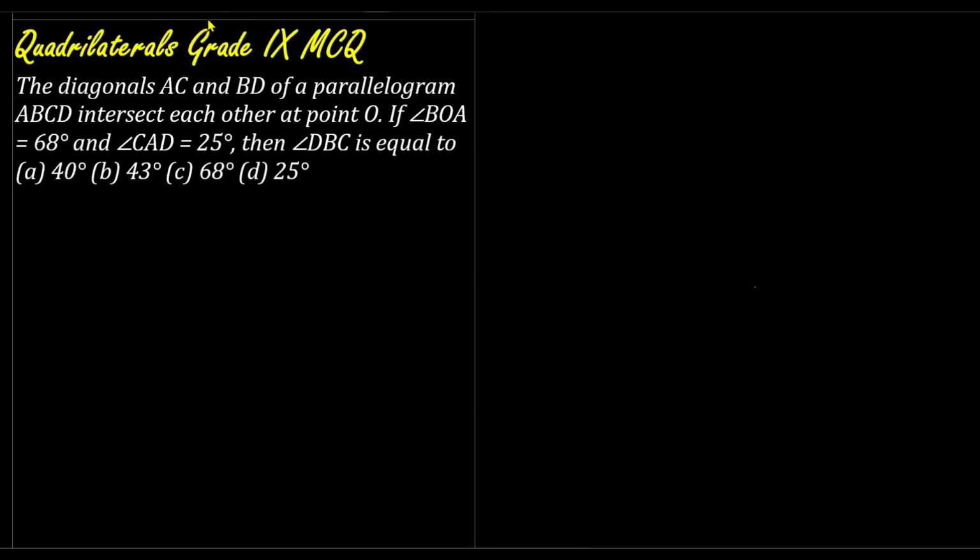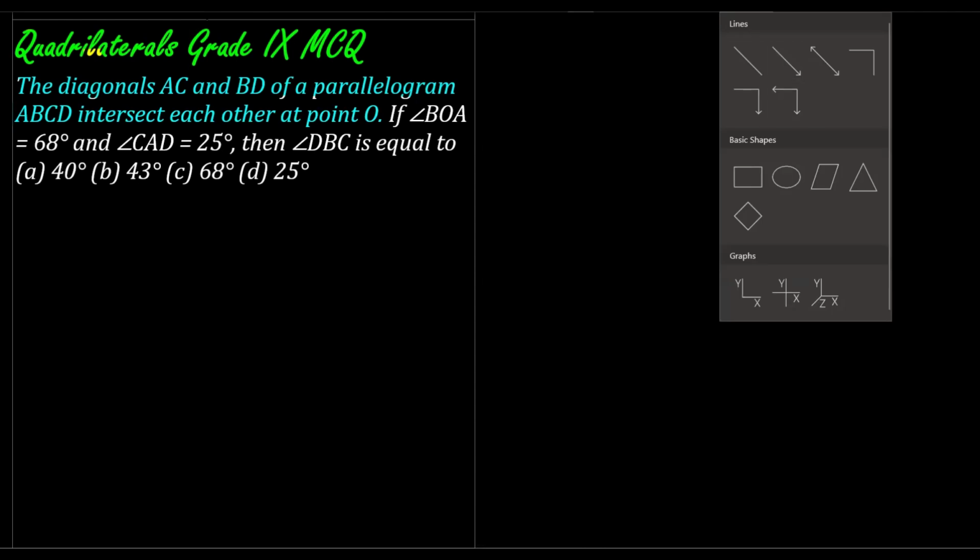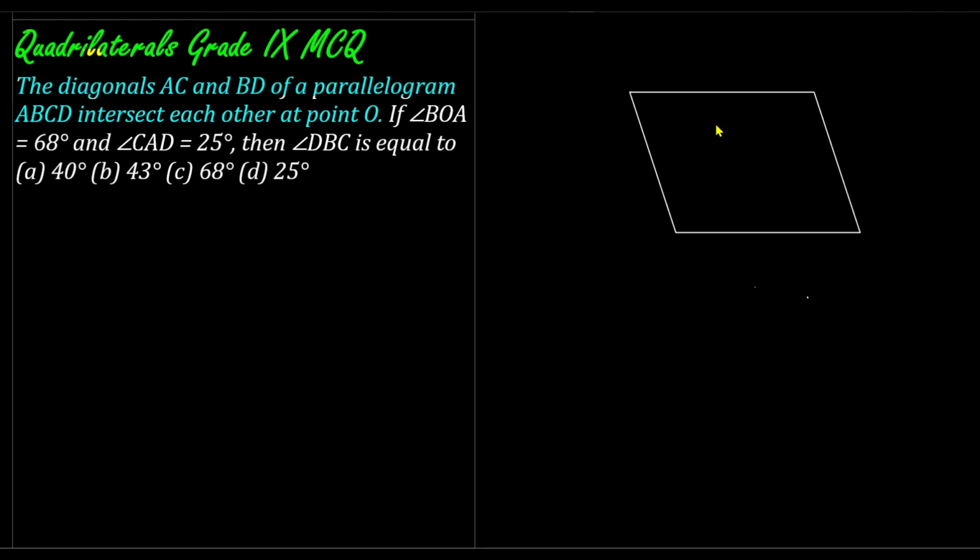In continuation with the previous video, we'll continue to do more MCQ questions based on quadrilaterals. The next question says the diagonals AC and BD of parallelogram ABCD intersect at O. So let's say I make a parallelogram and name it A, B, C, and D. Now it says the diagonals intersect at O.